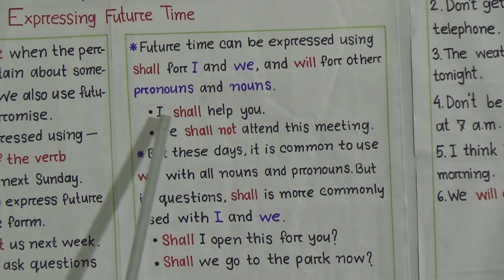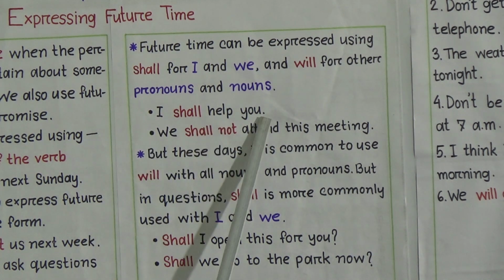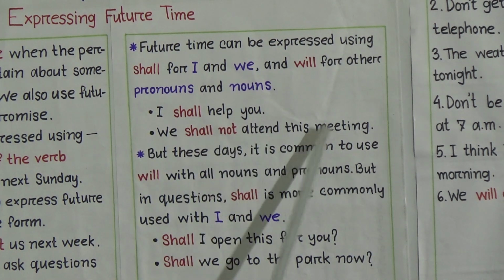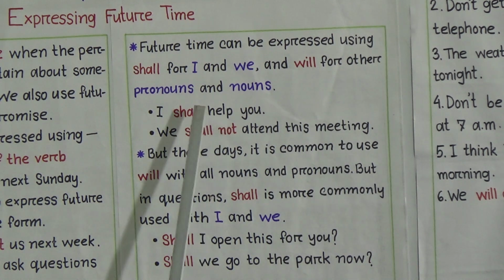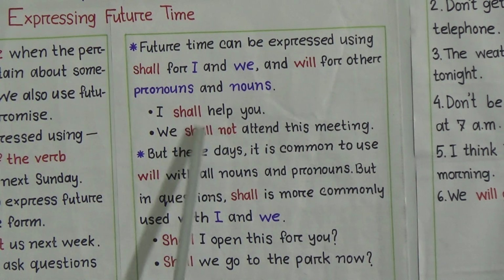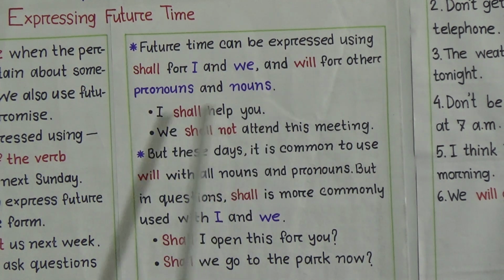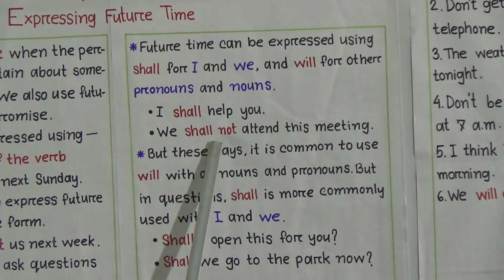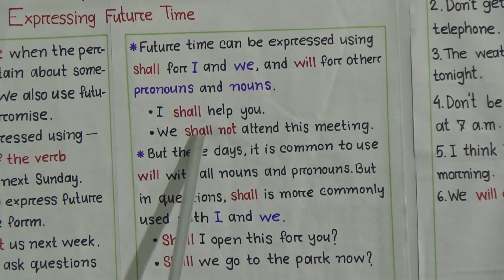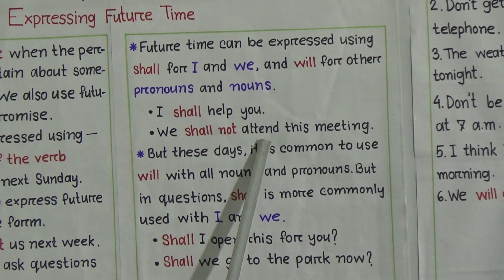For example, we can say, I shall help you. We shall not attend this meeting. Look here, we used shall in both sentences because we find I and we as the subjects. And this is a positive statement and this is a negative statement. That is why we use shall plus not plus the base form of the verb.